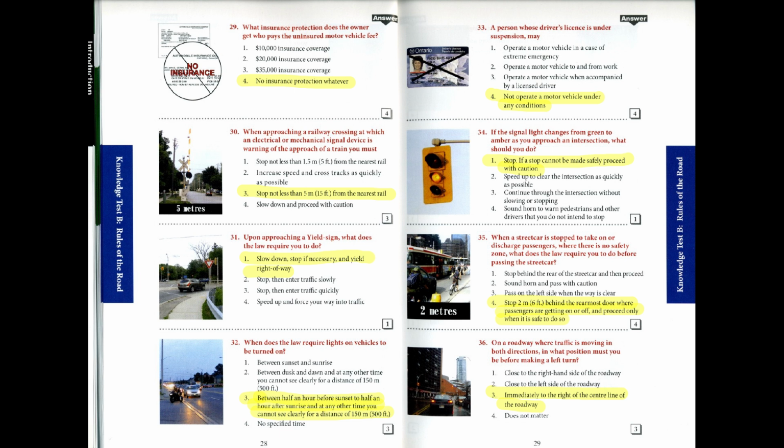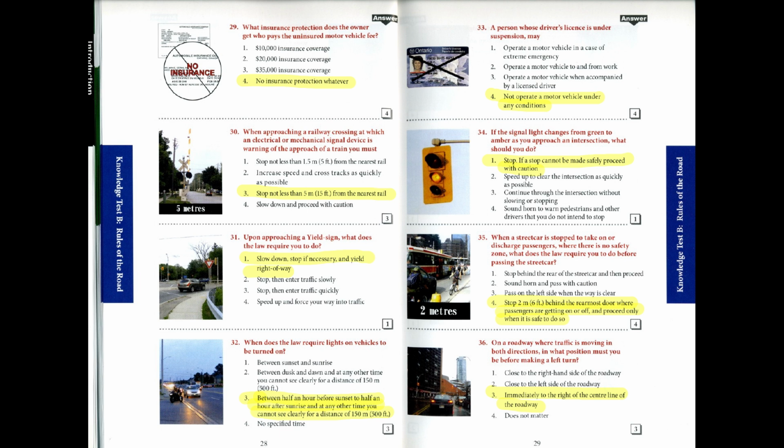Number 32. When does the law require lights on vehicles to be turned on? Headlights should be turned on between half an hour before sunset and half an hour after sunrise, and at any other time you cannot see clearly for a distance of 150 meters. Number 33. A person whose driver's license is under suspension may not operate a motor vehicle under any conditions.